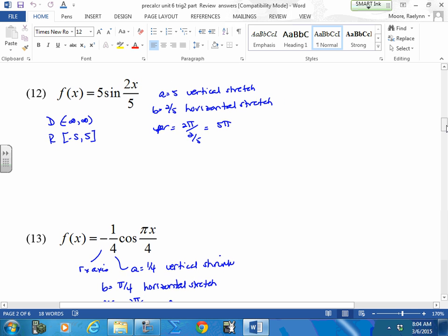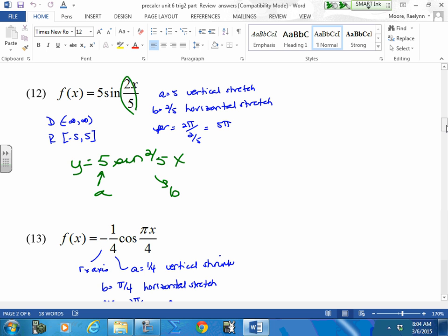This one? 12? Now, if it's helpful, pull this fraction out. Pull the fraction out. This is your amplitude. This is your frequency. Your amplitude goes to 5. So which changes? Your range or your domain? Range. Good. So instead of going from -1 to 1, from -5 to 5. Agree?